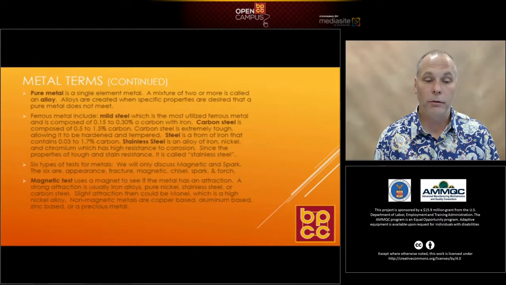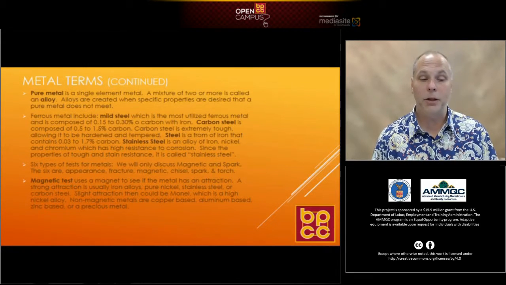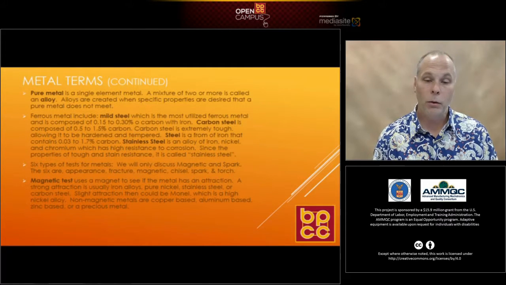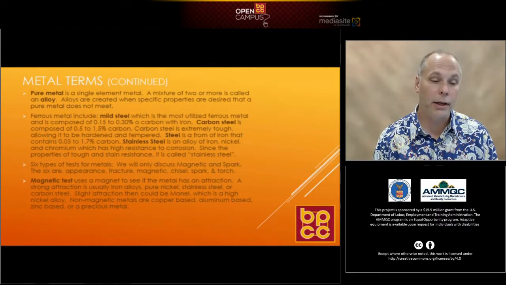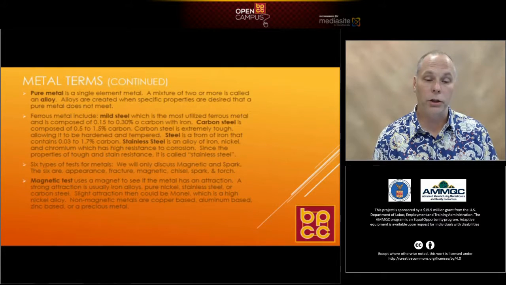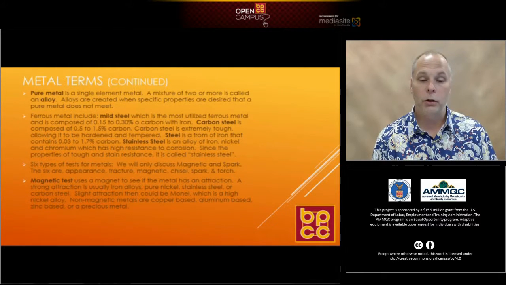There are 6 types of tests for metals. We will only discuss the magnetic and the spark test, but there are others, such as appearance, fracture, magnetic, chisel, spark, and torch.